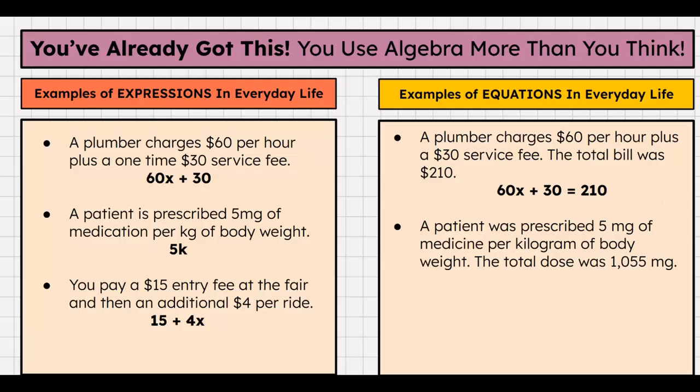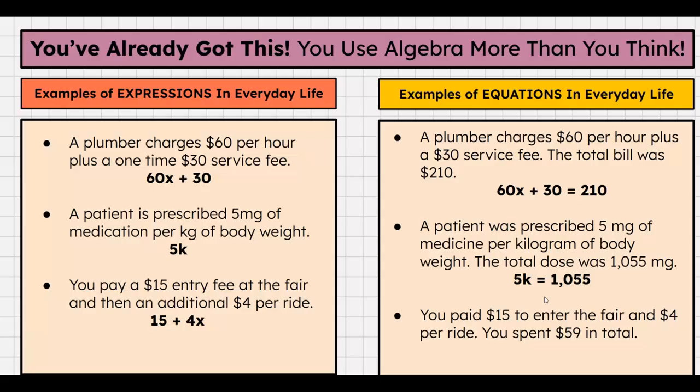Let's look at the second example. A patient was prescribed 5 milligrams of medicine per kilogram of body weight. The total dose was 1,055 milligrams. If we were to write that as an algebraic equation, we would have 5K equals 1,055. Now, we could actually use this equation to find out how much the patient weighed.